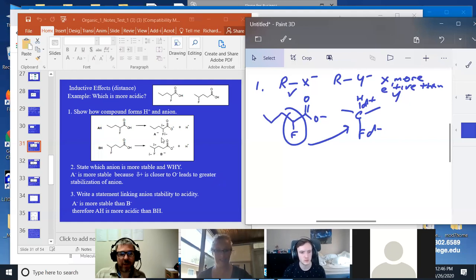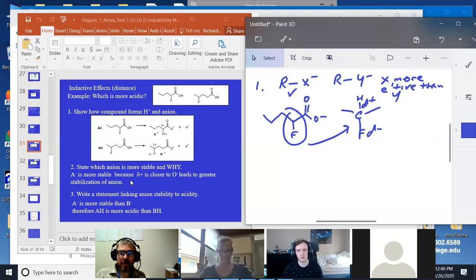All right, let's get back to this one here. The situation is that the delta plus is closer to the O minus, which makes the O minus more stable. So you look at the answer here and you see the O minus is more stable because the delta plus is closer to the O minus, which leads to greater stabilization of the anion. You cannot write a good answer for anion stability without talking about the delta pluses.